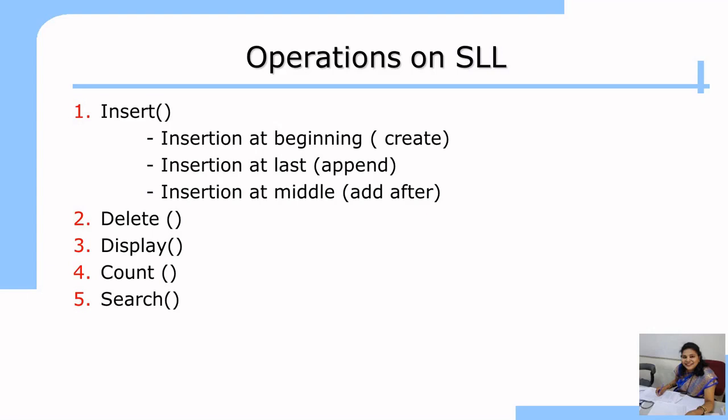The next operation is display. Display operation will display the data value of each and every node from starting node to last node. The next operation is count, which gives as output the number of nodes present in the single linked list. And the last operation is searching, which searches for the specified node in the linked list, whether it is present or not.